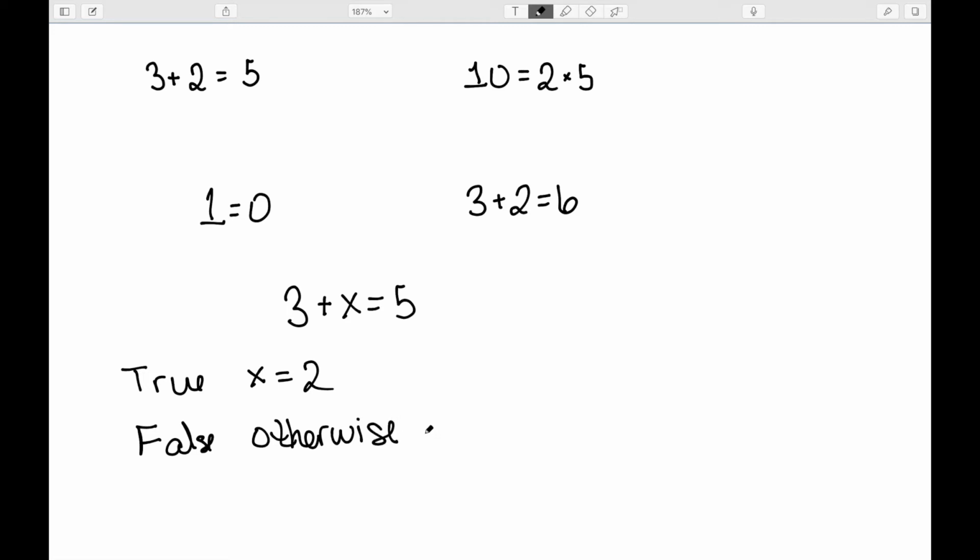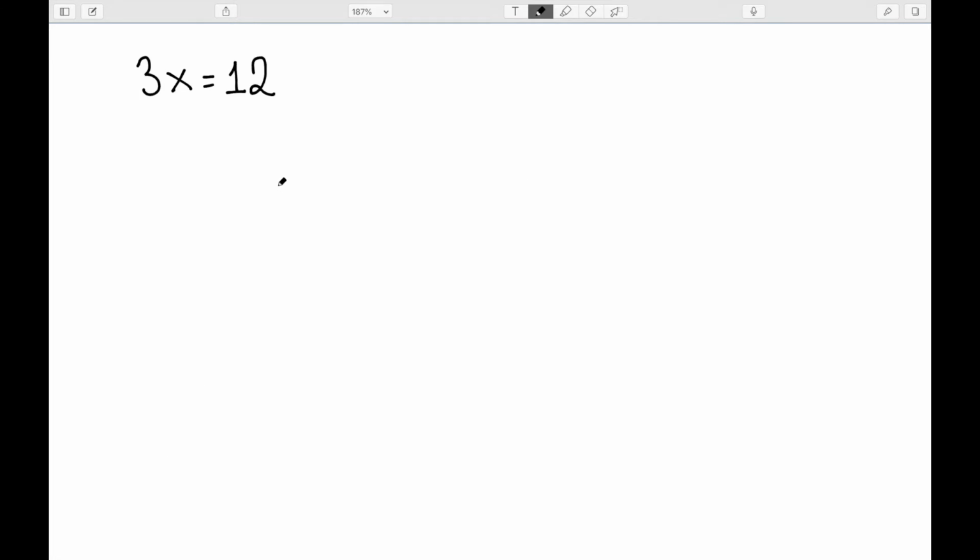To solve an equation that has variables in it, we want to determine the values of the variable that make the equation true. And the values for the variables that make the equation true are called the solutions. As an example, if I want to solve the equation 3x equal to 12, it means to find all the values for x for which 3 times x is equal to 12. Well, we know that only 3 times 4 is equal to 12. 3 times any number other than 4 is not equal to 12. So there is one solution, x equal to 4.